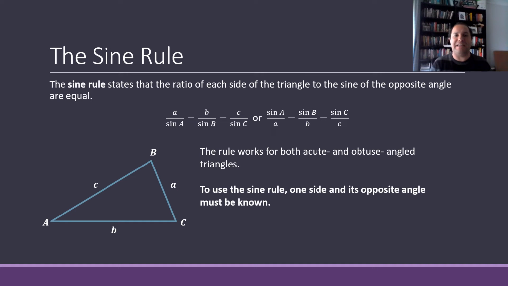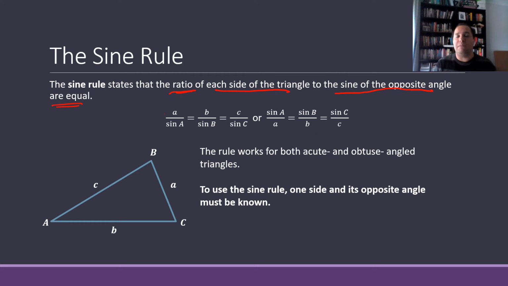Now the sine rule states that the ratio, so we're talking about fractions, we're talking about division, of each side of the triangle to the sine of the opposite angle is equal. It's a lot to take in. The ratio of each side of the triangle to the sine of the opposite angle is equal. So what that means, in terms of a formula, is the length of a over sine A is equal to b over sine B, equals c over sine C.